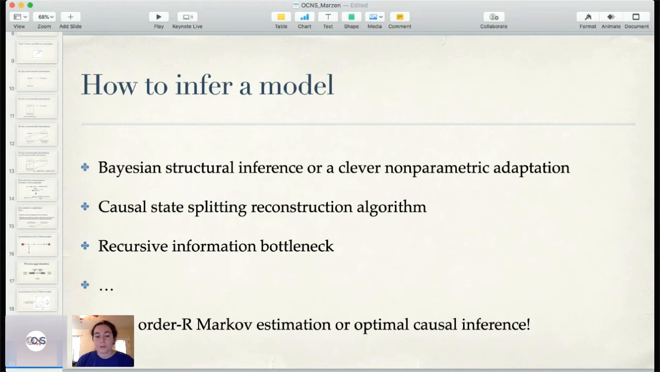Because when you do order R Markov estimation, you're basically saying only the last R things matter and only the next R things are relevant for understanding the future. And you know that is explicitly not what we're trying to do here. We're trying to get away from that order R Markov approximation and do something that's sort of in the hidden state space rather than being on the visible level. And optimal causal inference is the same problem.